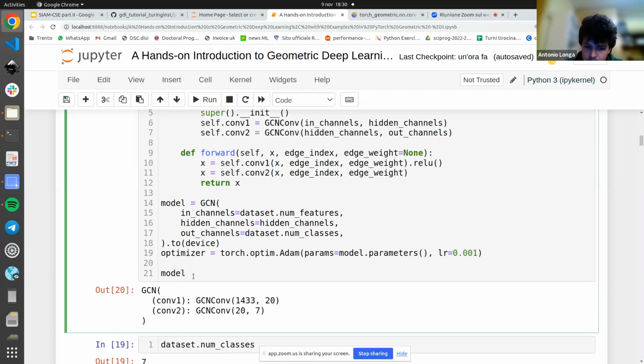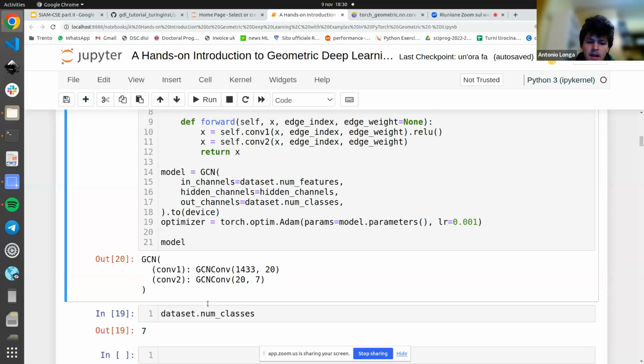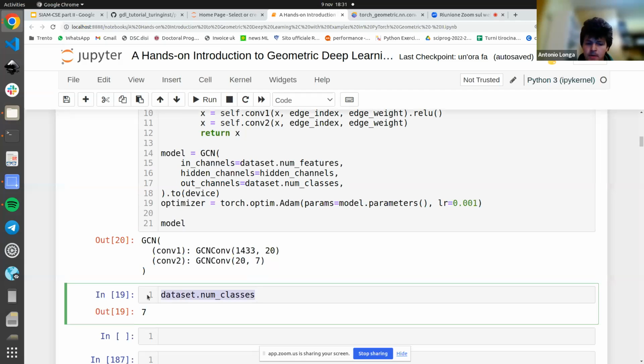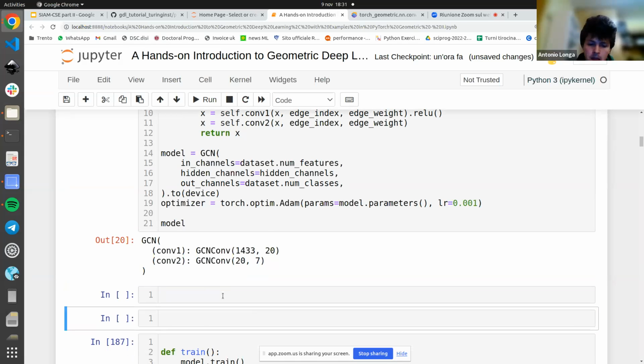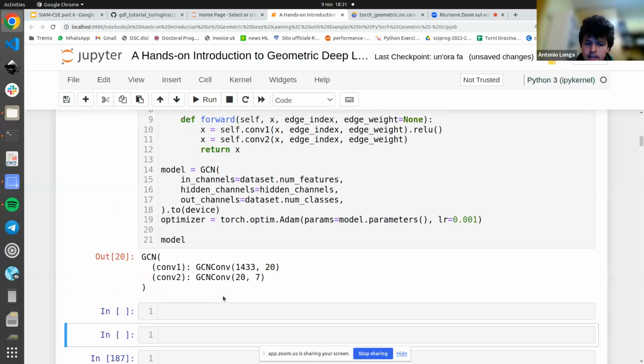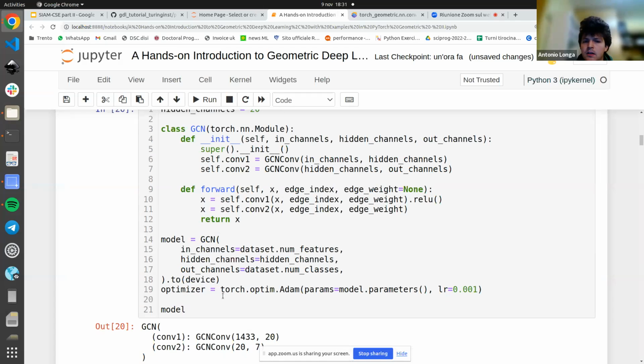Okay, I'm printing the model. You can see that the model is a GCN with 2 convolutions. The first convolution is a GCN convolution with these parameters. And then we can access this information, for instance, model.conv1, and we see that this one is our convolution, and we can access the weight, and a lot of information from here. Okay, the definition of the model, is it clear? Can I move forward?